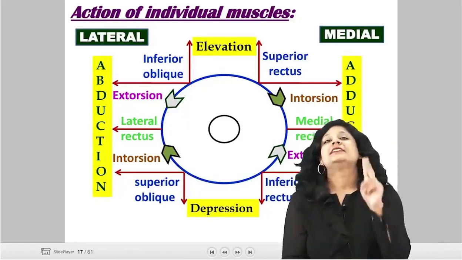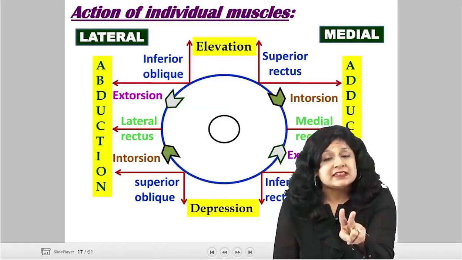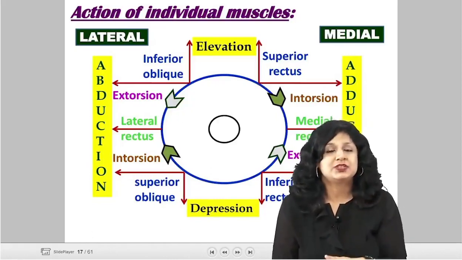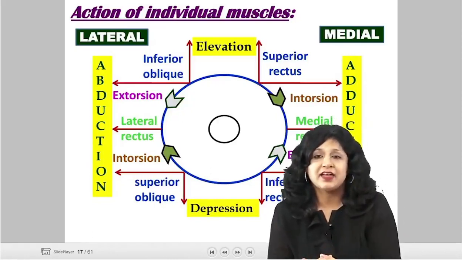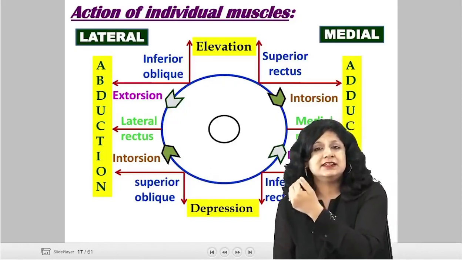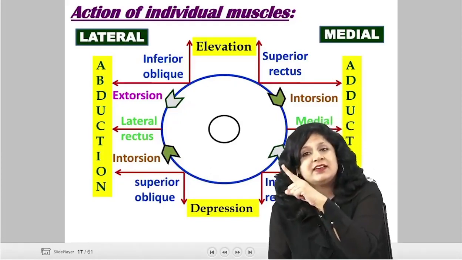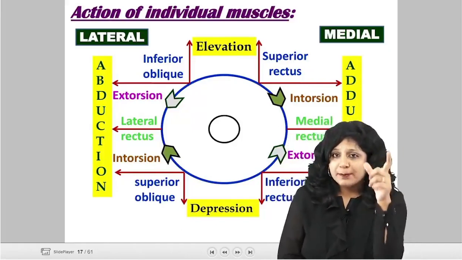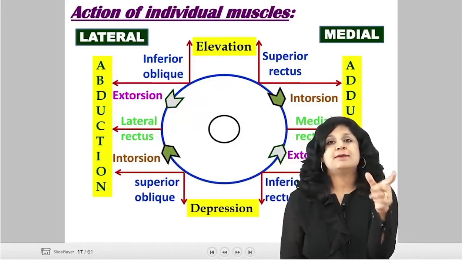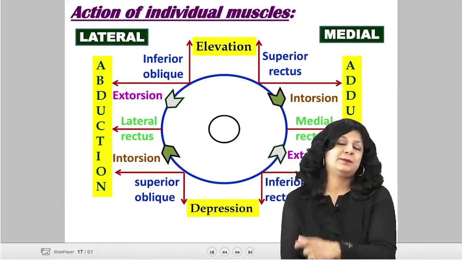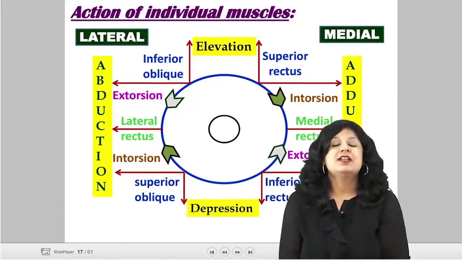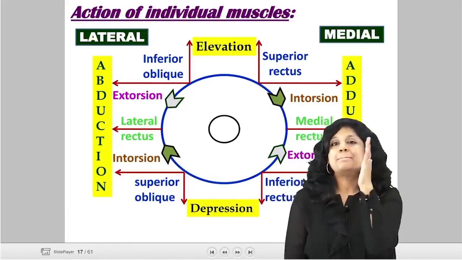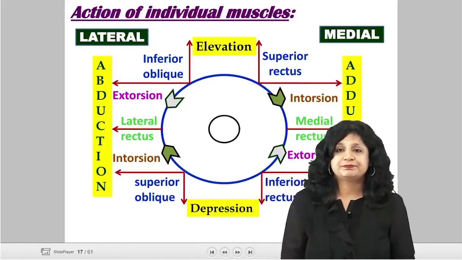Alright. Second important thing, the rectus muscles will do maximum elevation and depression in the abducted eye because they are inserted 23 degrees laterally to the optical axis. Similarly, the oblique muscles will be doing maximum elevation and depression in the adducted eye because they are inserted 51 degrees medial to the optical axis.